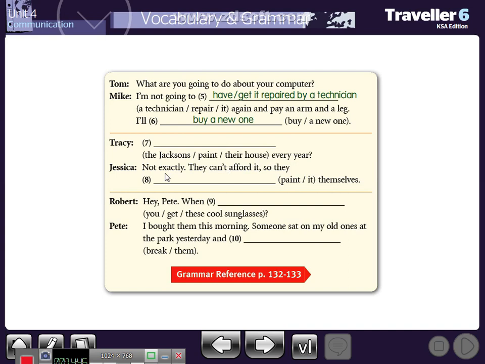Number 7. Tracy: Blank the Jacksons paint their house every year? Jessica: No, exactly. They can't afford it, so they blank painted themselves. So here we have to use the causative form in the form of a question. Do the Jacksons have their house painted? No, exactly, they can't afford it. So they, yes, paint it by themselves.